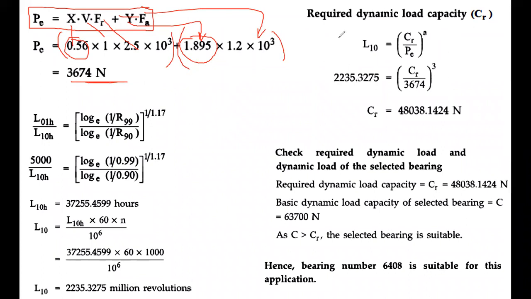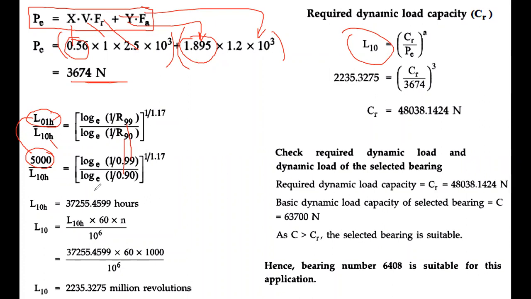Now, the problem is we don't have L10. We have life at 99% reliability, but we do not have life at the 90% reliability. Then what should you do? First, you should find out life in million revolutions. Now, if I put down hours over here, here also it will become hours in the denominator. So 5,000 hours is the life at 99% reliability. Here I'm going to put 0.99 because it is reliability 99%. Here I'm going to put 0.90 because the life is at reliability 0.90.